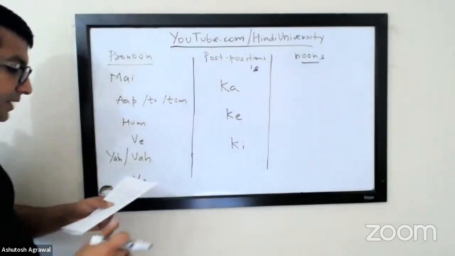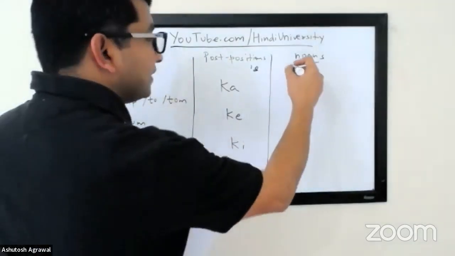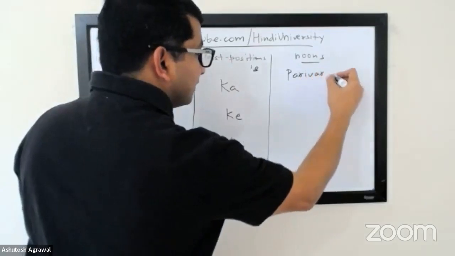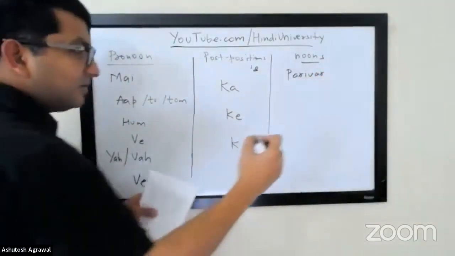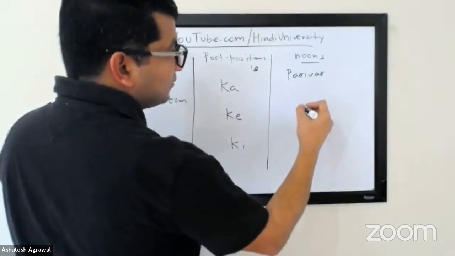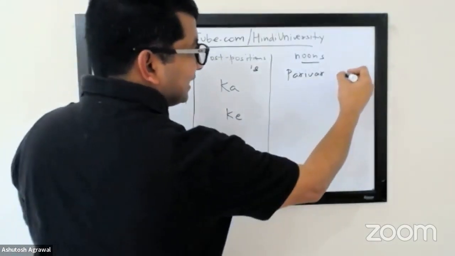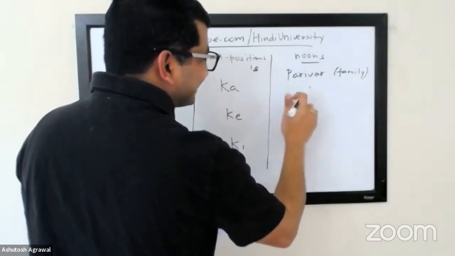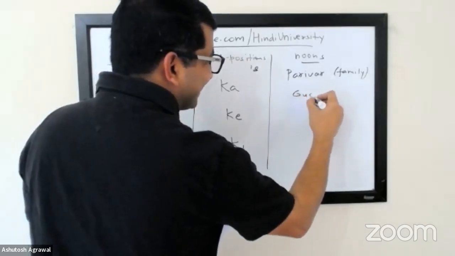Okay, so I'm going to make a list. First one is parivar. Parivar is what? Who would like to answer? What is parivar in English? Family. Very good. Okay, you have gussa. Oh, sorry, I already gave the answer. Gussa. Anger.